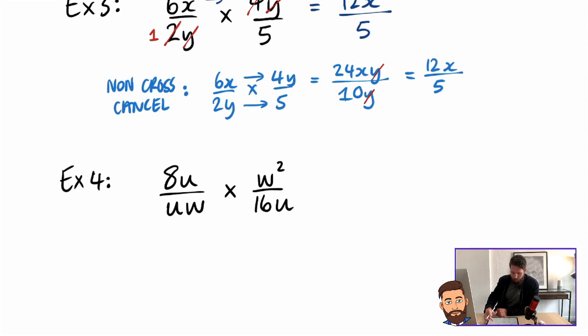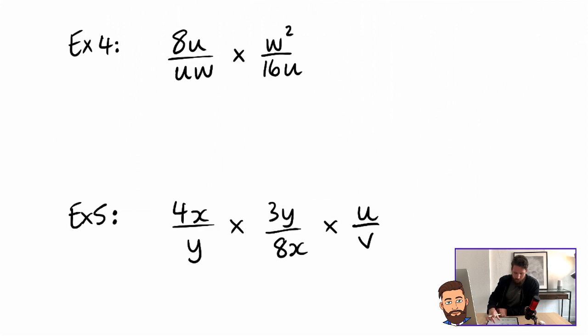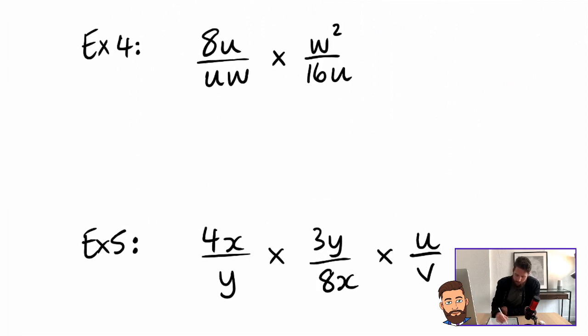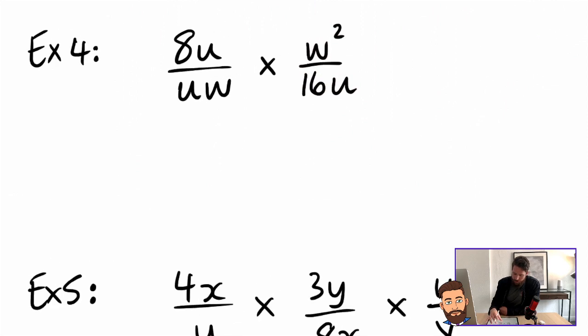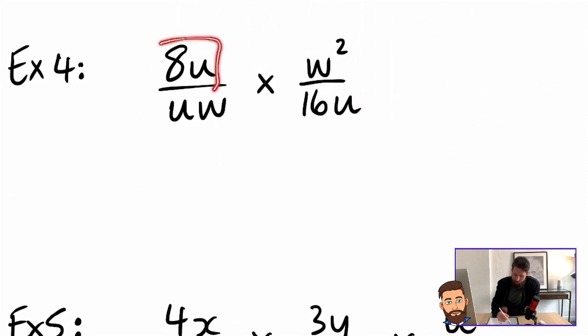So example 4. Example 4 says we have got 8u over uw, times w squared over 16u. So if I check my diagonals, I've got 8u and 16u. Well, the first thing I can spot is I can get rid of the u's, they cancel.